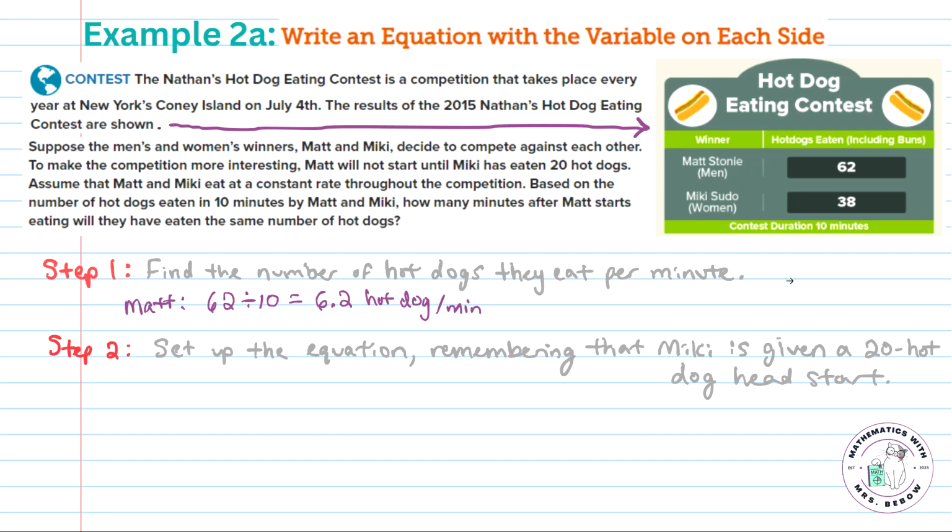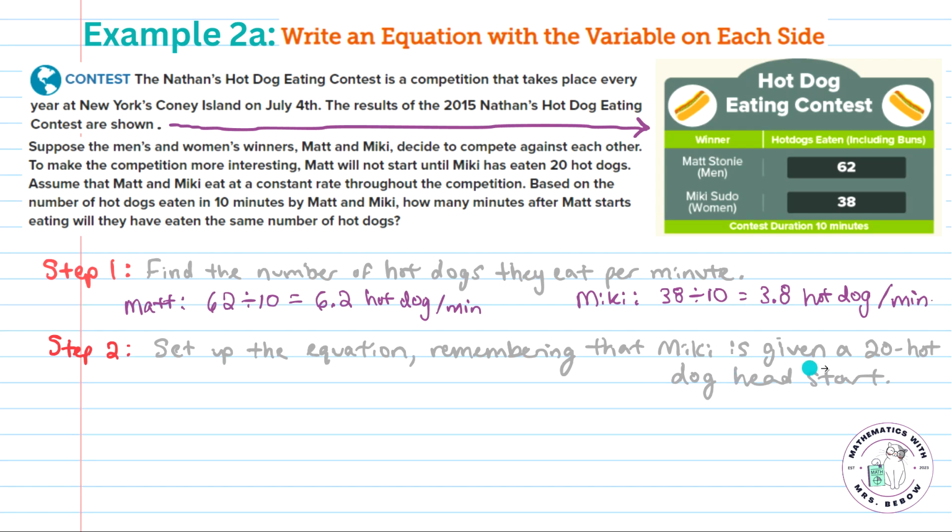And then for Mickey, we're going to do the same thing. We're going to take 38 and divide it by 10, because again, she's eating 38 hot dogs in 10 minutes. So 38 divided by 10 is going to tell me that she's eating 3 8/10 of a hot dog per minute. So now that we have that, we can now set up our equation.